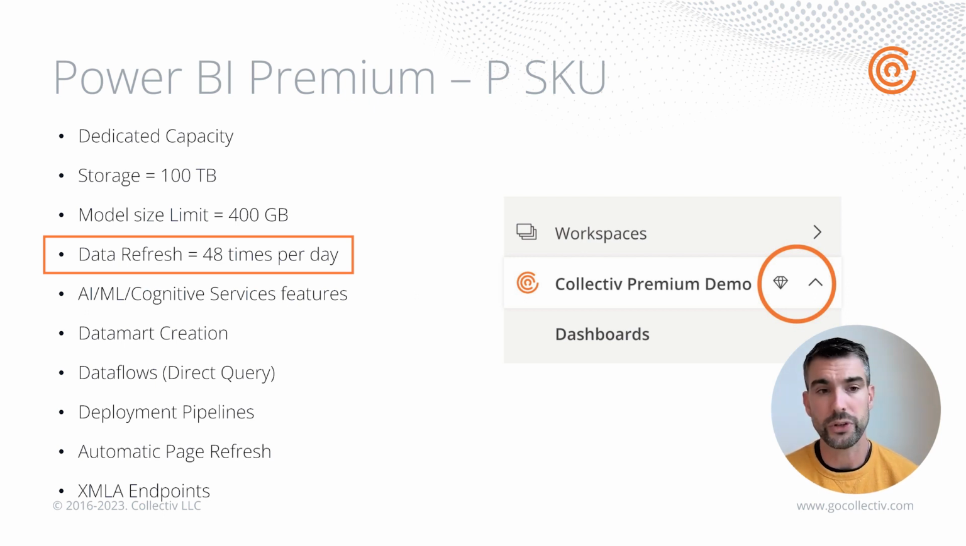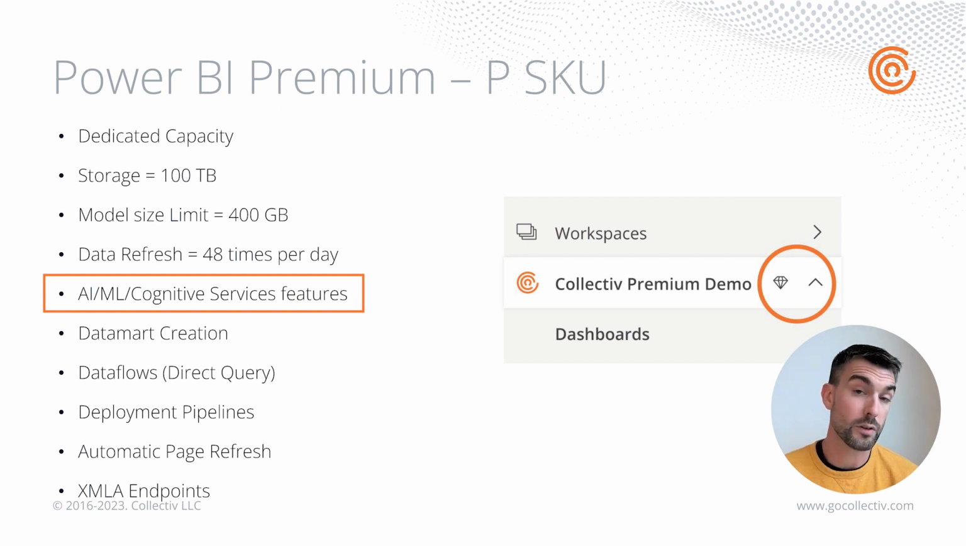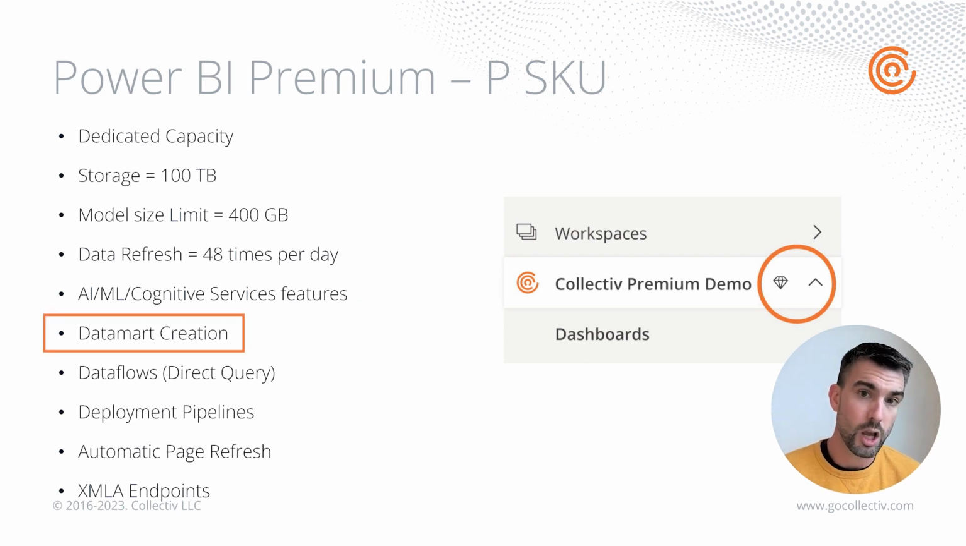The other thing is that you're going to get some AI and ML and cognitive services features that are not available with your Pro SKUs. The other thing that Power BI just came out with this past year is something called data marts. So if you're wanting to create data marts and utilize that within your Power BI environment, you will need a premium SKU for that as well. Collectiv has had other videos on data marts, so if you do have interest in that, please take a look at our other videos where we are talking about data marts in that fashion.